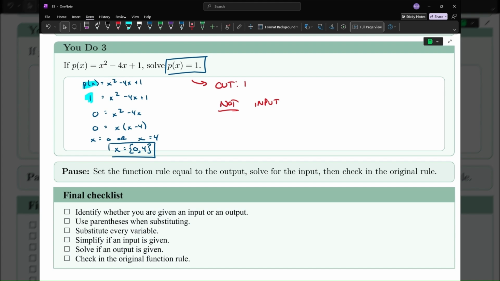And then if you have an input, you're simplifying. If you have an output, it's just going to be a solution question. So pop in the output value and then go solve it. And then you can always check in the original function. I often won't, especially if it's a polynomial, there's no domain problems. But feel free, if there's any doubts, check it, or if it's some other more advanced function, check it.